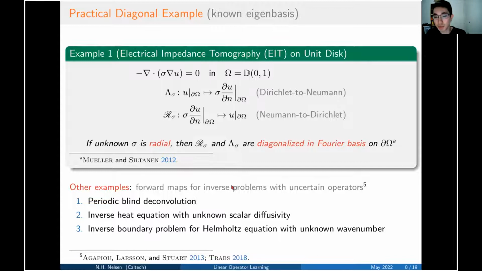There are other examples where the bases are known as well, and it's a similar type of approach where some sort of problem structure gives you the eigenbasis, and then the only uncertainty left is in the eigenvalues of the operator.